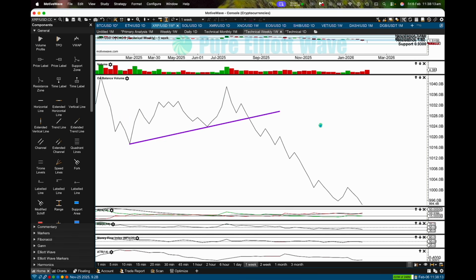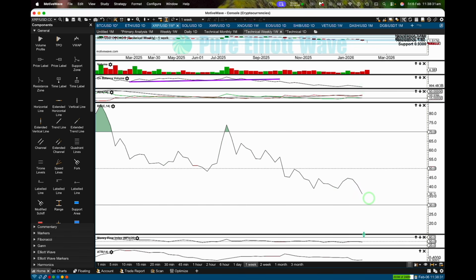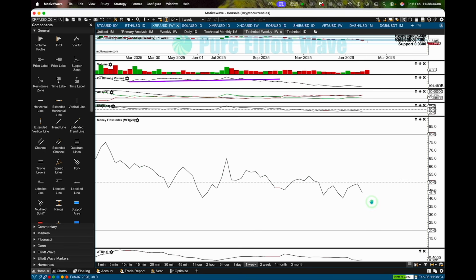The last signal given from on-balance volume was bearish. On-balance volume has no new range. There is no new signal. It is moving lower with price. There is no divergence. ADX is again indicating there is a downward trend, which is quite a long way from extreme. RSI is not oversold and money flow is not oversold. So there is room for this bear market to continue.